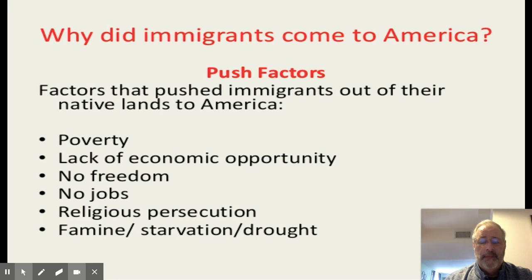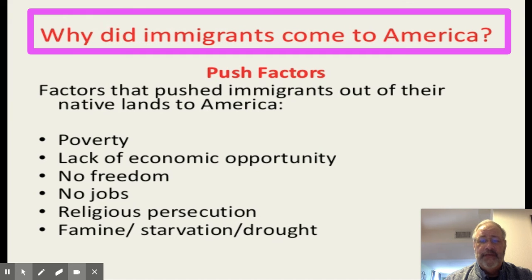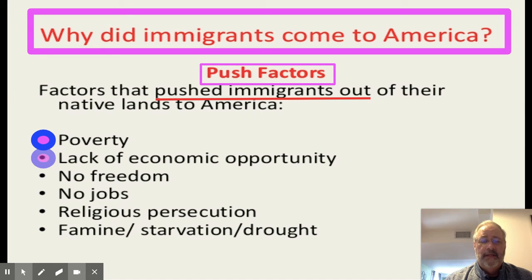three regions. There were several reasons why immigrants wanted to come to America from Europe. We call these the push factors. What pushed them out of the land that they were in? What caused them to take the dangerous trip over to the Americas? And there were several, including poverty, lack of economic opportunity, which means lack of jobs, no freedom, religious persecution, and just farming, famine, and starvation.